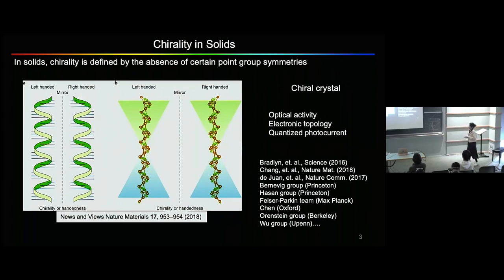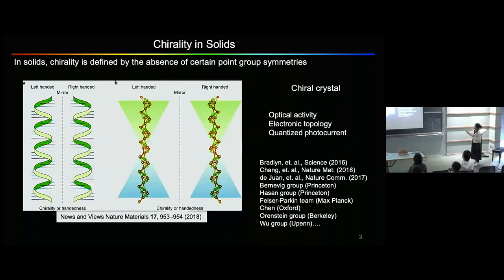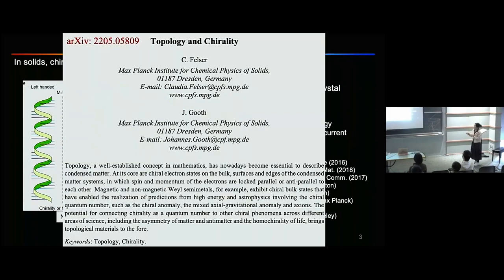And indeed, okay, sorry, forgot to mention this. For this topology and chirality, there is this very informative review paper from Professor Claudia Felser, if you are interested.